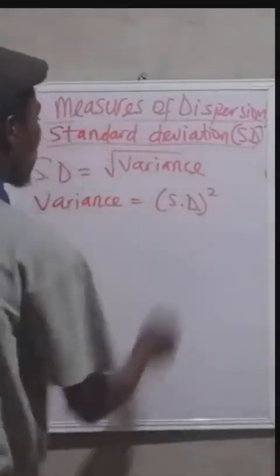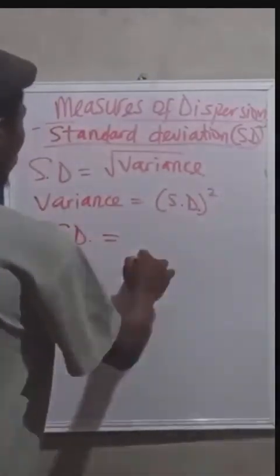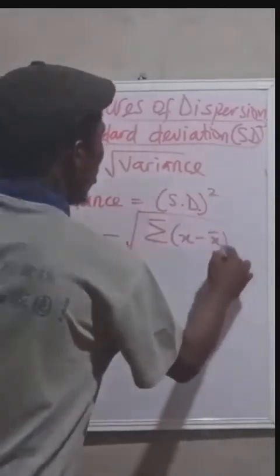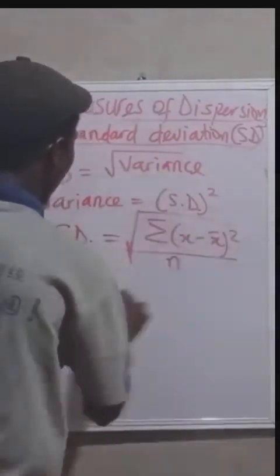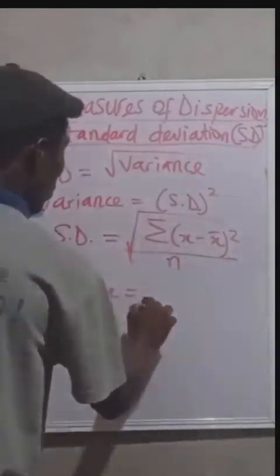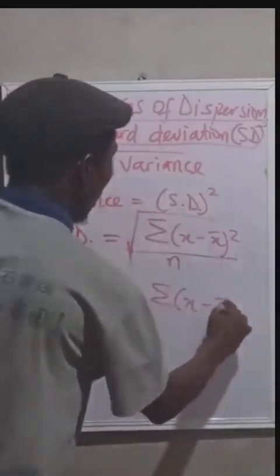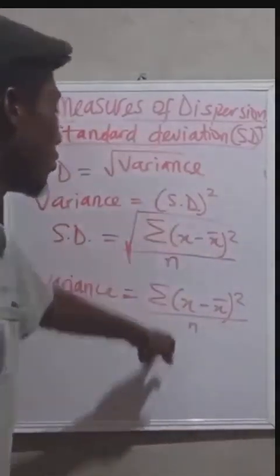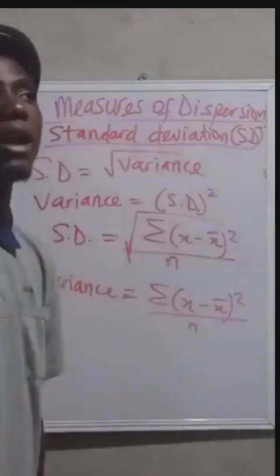So what is the formula for calculating standard deviation? Standard deviation equals the square root of the summation of (x minus x bar) whole squared divided by n. Which means your variance equals the summation of (x minus x bar) squared divided by n. So this is your standard deviation and this is your variance. This is how to get standard deviation and variance. Follow me, I'm going to give you more examples on that.